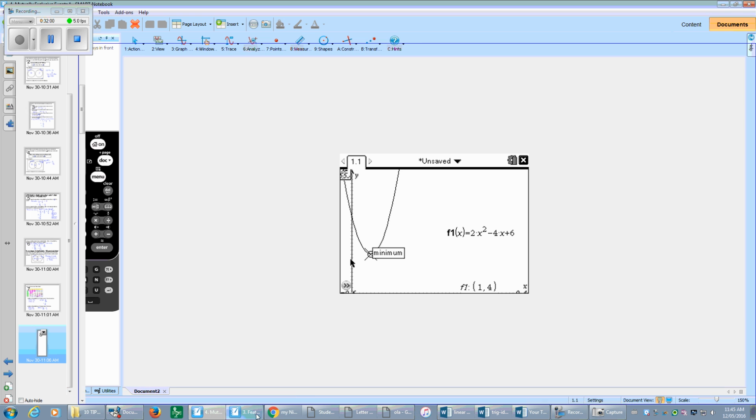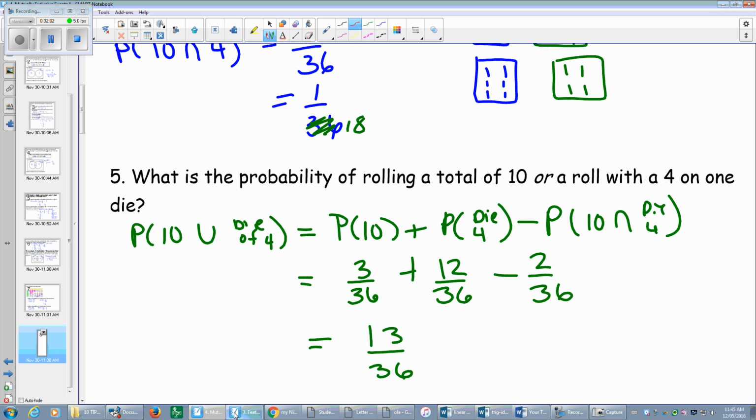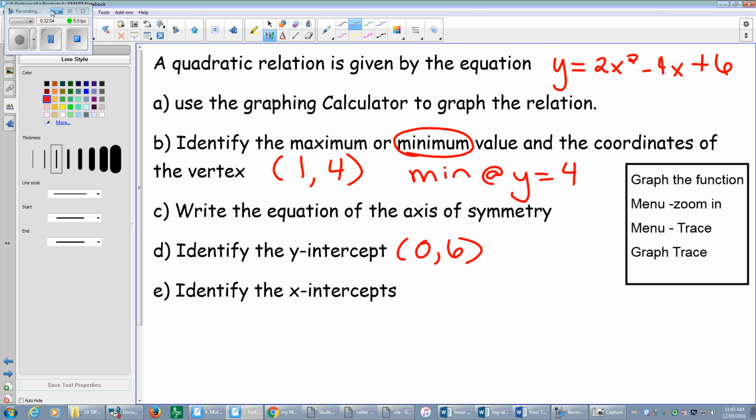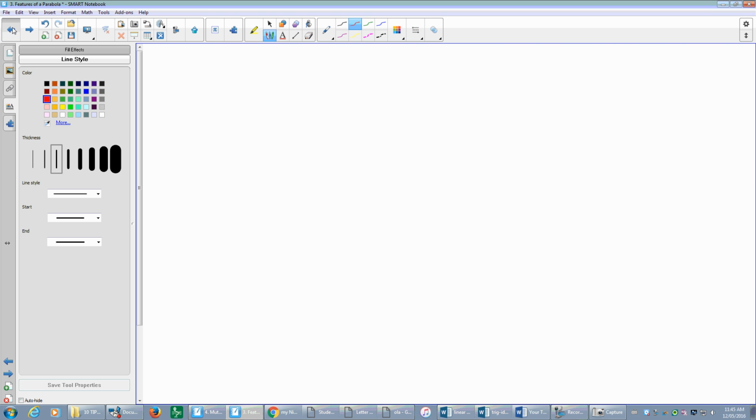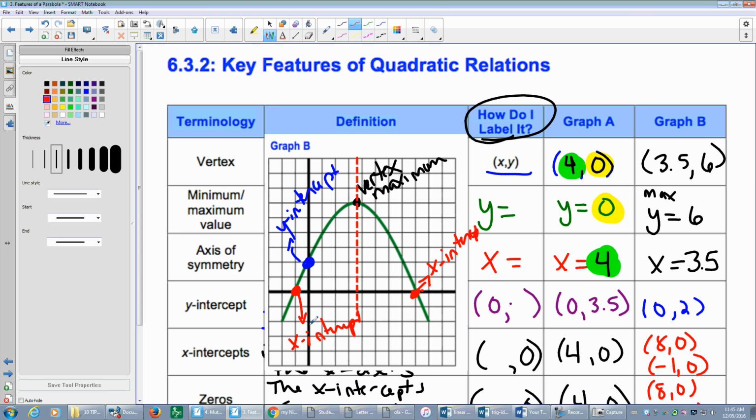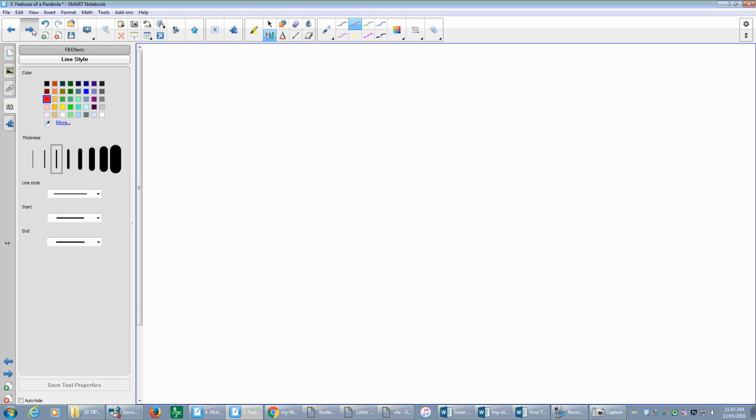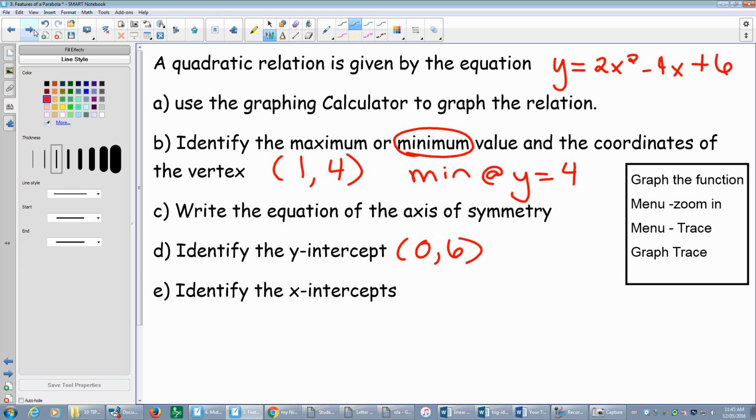If I look back at my notes, whenever I wanted the equation of the axis, look how I wrote it. Equation of the axis. So what do you think your answer would be? x equals 1. Very good. So we'll write that in here. My equation of the axis is x equals 1.